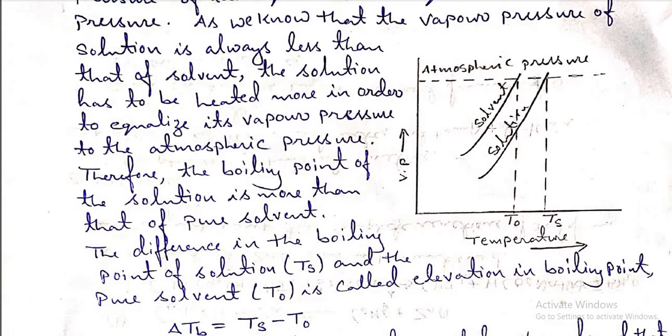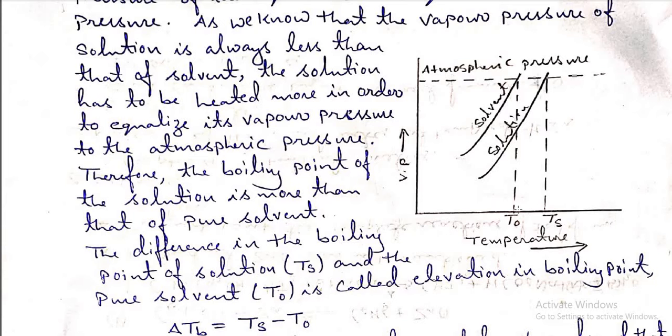Say for example, if you try to understand through this graph, the upper one is for the solvent and the lower one is for the solution. Along the x-axis we have plotted temperature and along the y-axis we have plotted vapor pressure. At this temperature where the vapor pressure of the solvent becomes equal to the atmospheric pressure, that will be the boiling point of the solvent. And over here the temperature at which the vapor pressure of the solution becomes equal to the atmospheric pressure is the boiling point of the solution. From this graph we can see that the boiling point of the solution is higher than the boiling point of the pure solvent.